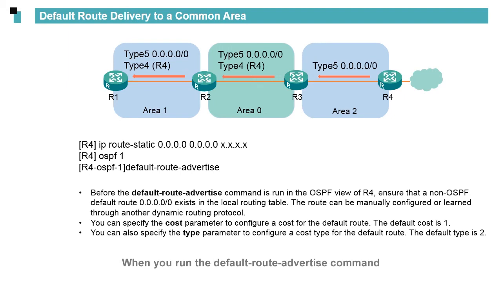When you run the default route advertise command, you can specify the cost parameter to configure a cost for the default route, or specify the type parameter to configure a cost type for the default route. After the command is run, R4 advertises the default route through a Type 5 LSA to OSPF areas.